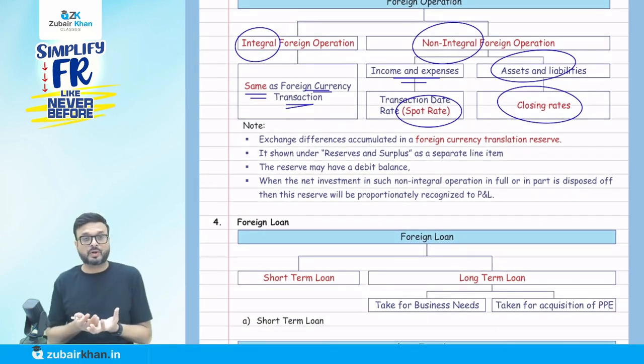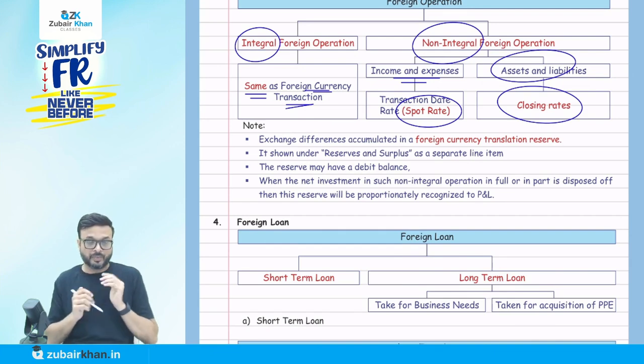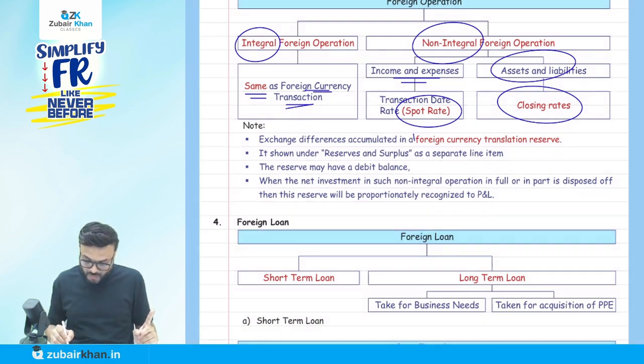But here, a difference is going to come, because in my trial balance we are not using the same rate. For income and expenses we are using the spot rate, and for assets and liabilities we are using the closing rate. So a difference is going to come. But the difference we are going to record in the FCTR. What is this FCTR? We call it the foreign currency translation reserve account.